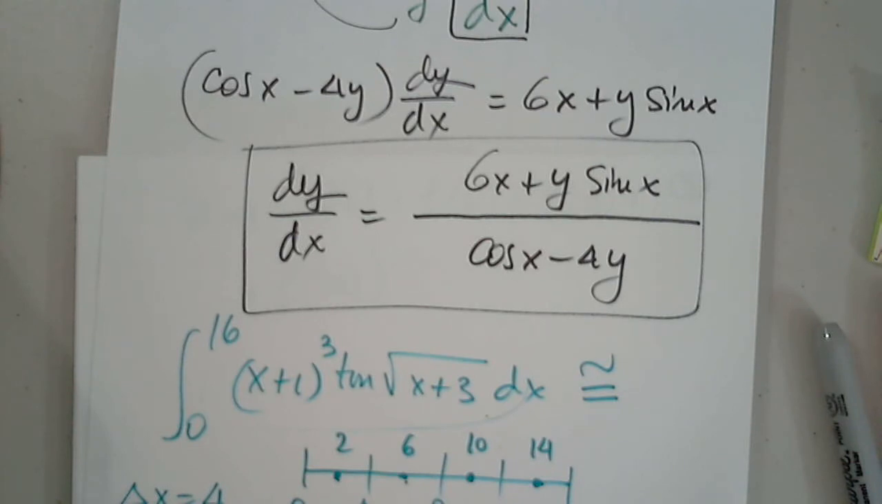So 4 times, in parentheses. So we have 2. 2 plus 1 is 3. 3, no, I'm going to put parentheses. 3 to the power 3. And then tangent. So 2 plus 1, 3 cubed. Yes, tangent of 2 plus 3. So it's the square root of 5.